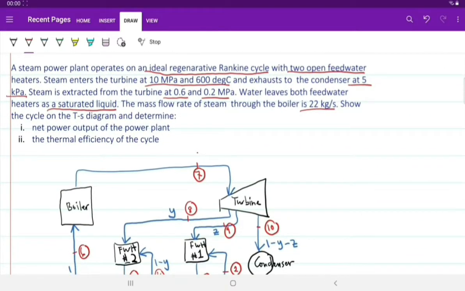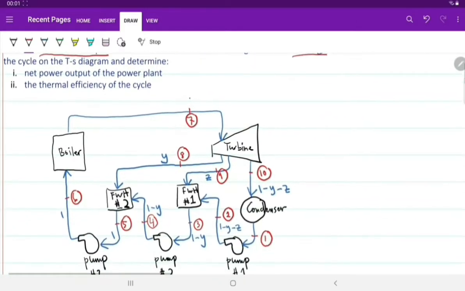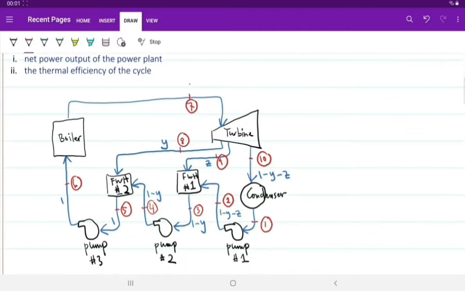Okay, you have steam entering the turbine, as mentioned in the statement here. Let's put in some numbering. Usually after the condenser, the water goes to the pump. So let's say this is point number 1, and then exiting the pump, the first pump, is point number 2, into the feed water heater.